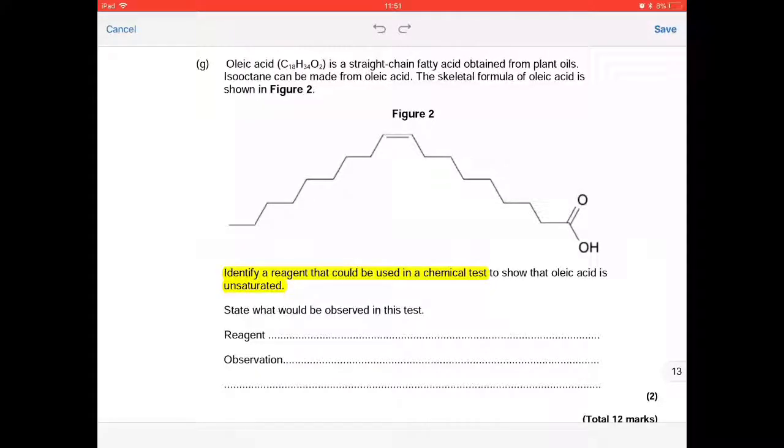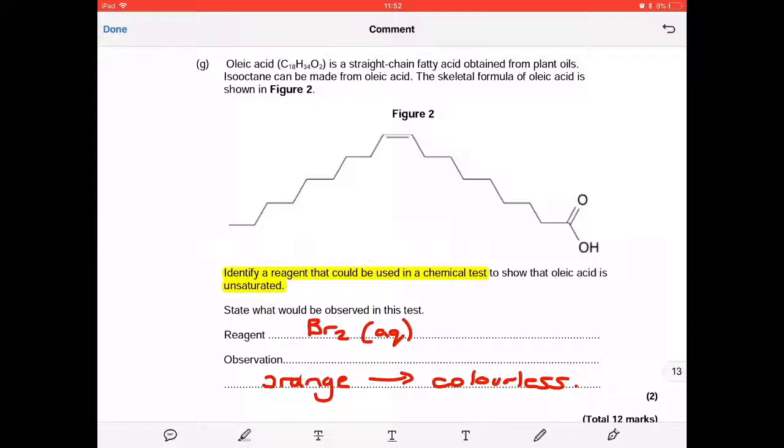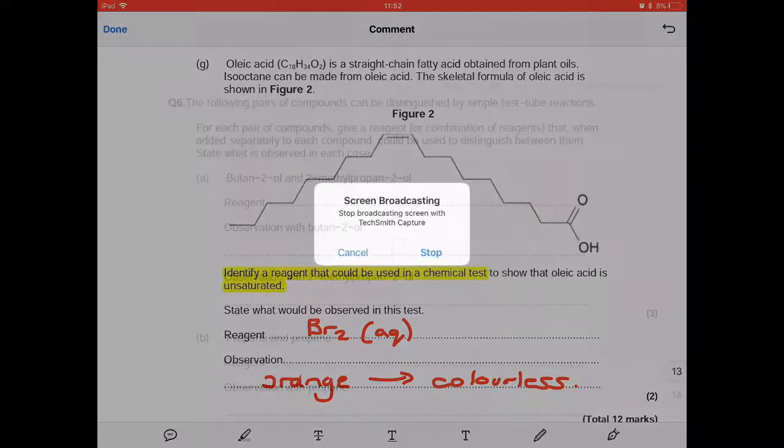Whenever you test for an alkene, you're going to use bromine water or Br2 aqueous, and the observation you'll see there is that it will go from orange to colourless, or that it decolorises. Any of those 2 phrases there will get you both marks. So that's what you have to put for that last part of the question there.